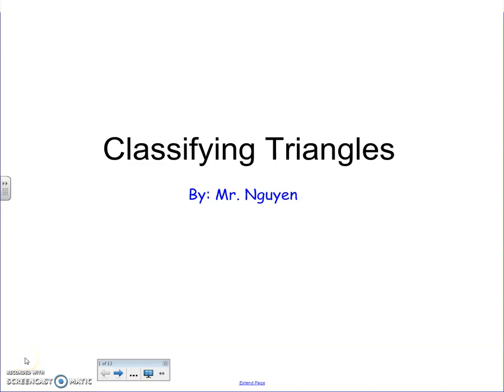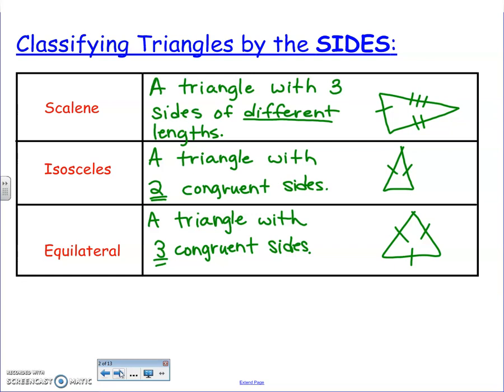Hello, this is Mr. Win, and this video is about classifying triangles. So triangles can be classified by sides and angles. For sides, we have three different names.